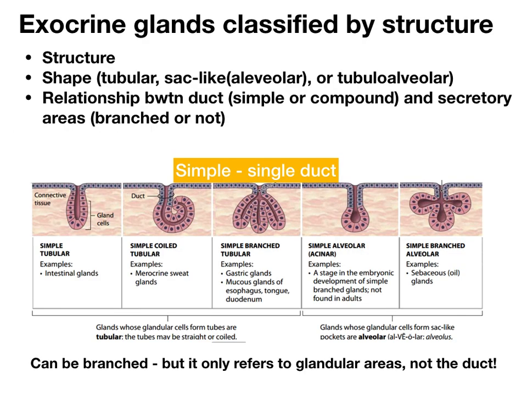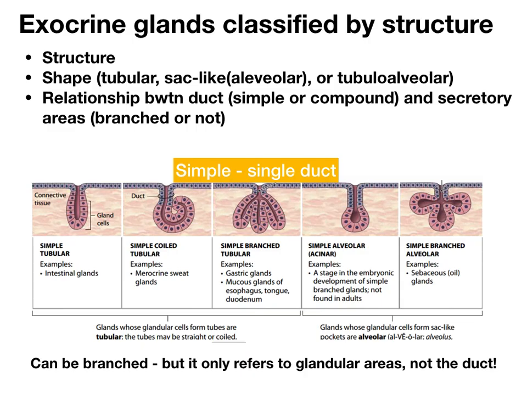So the exocrine glands are classified by the structure as well. So we have our different structures and our shapes. So our shapes are tubular, sac-like, which is our alveoli, or our tubulo-alveoli. The relationship between the ducts is simple or compound, and the secretory areas are branched or not.